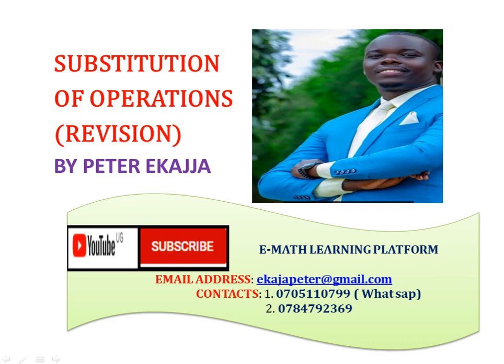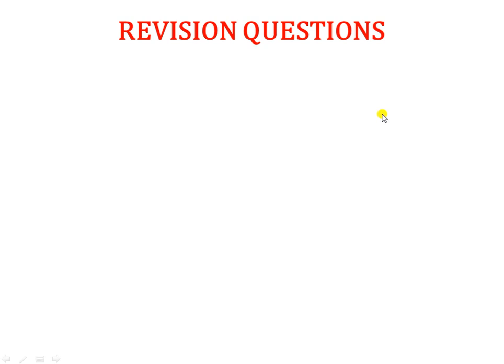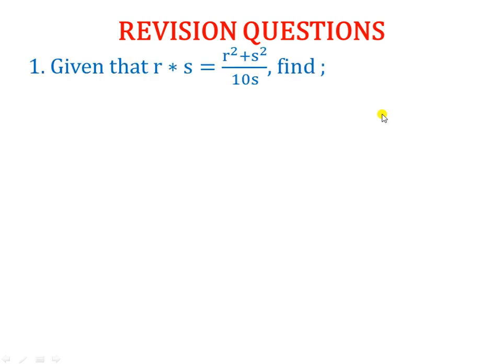Now let's go direct and look at a few revision questions on this. Question 1. It says, given that R operation S is equal to R squared plus S squared over 10S, find part A, 4 operation negative 8, part B, 7 operation in brackets 4 operation negative 8.